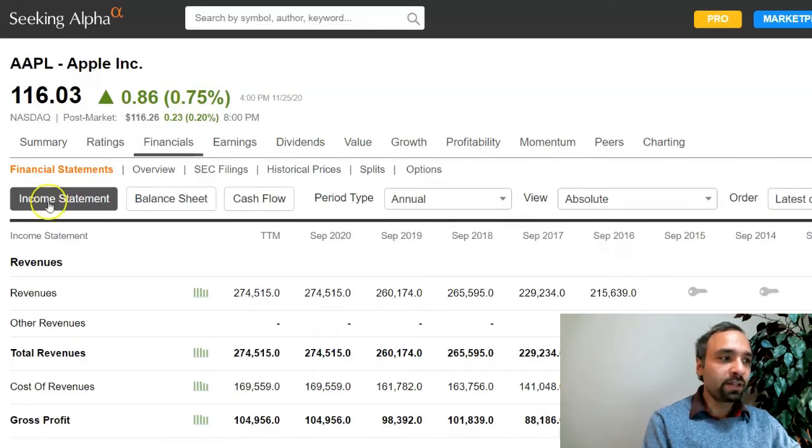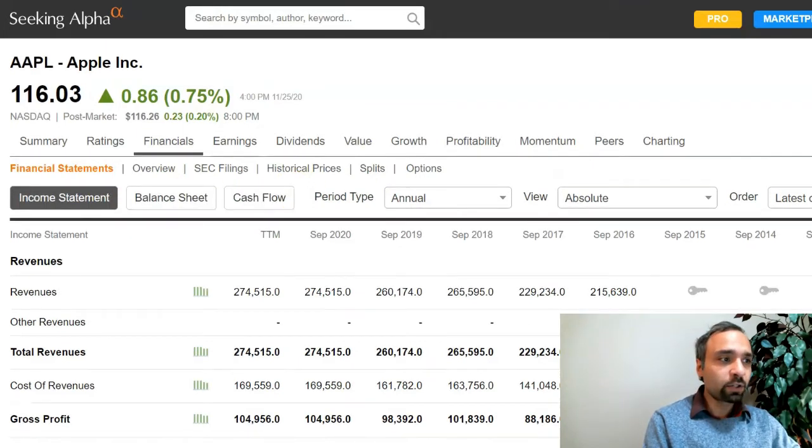So for example, underneath here we have the income statement, which essentially allows you to take a look at the income and the revenue as well as expenses for the company. You also have the balance sheet and the cash flow statement. Let's just take a quick look at the income statement.